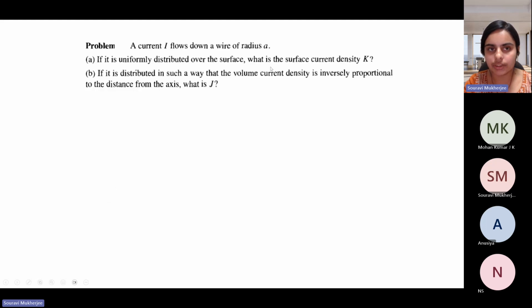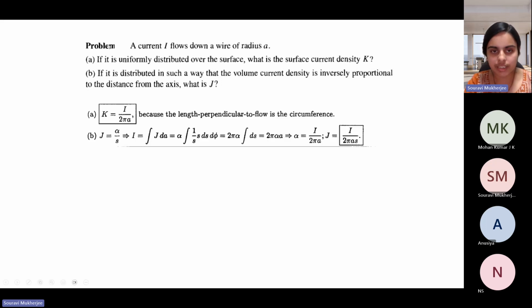What it is telling you is that you have current I flowing over a wire. If current is flowing through the wire in a circular fashion, the surface current density is given as dI by dl perpendicular, where dl perpendicular is the circumference of the circle. So you get K is given as I by 2 pi a, because the length perpendicular to the flow is the circumference.